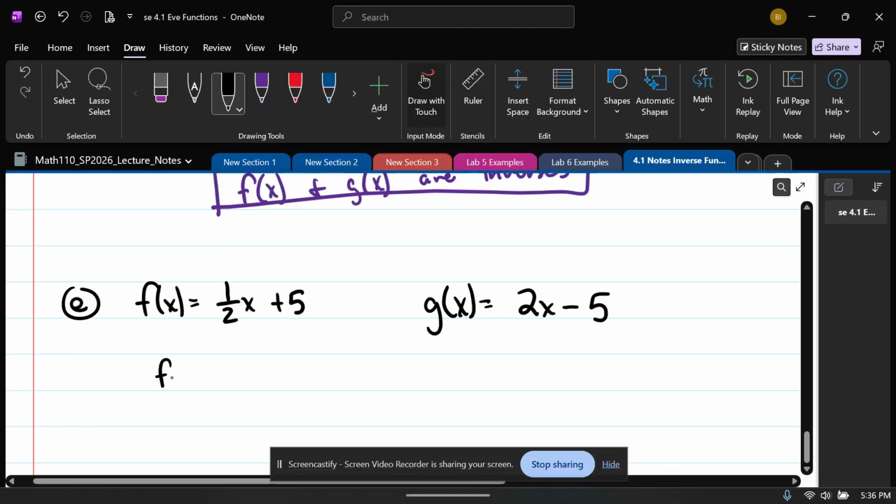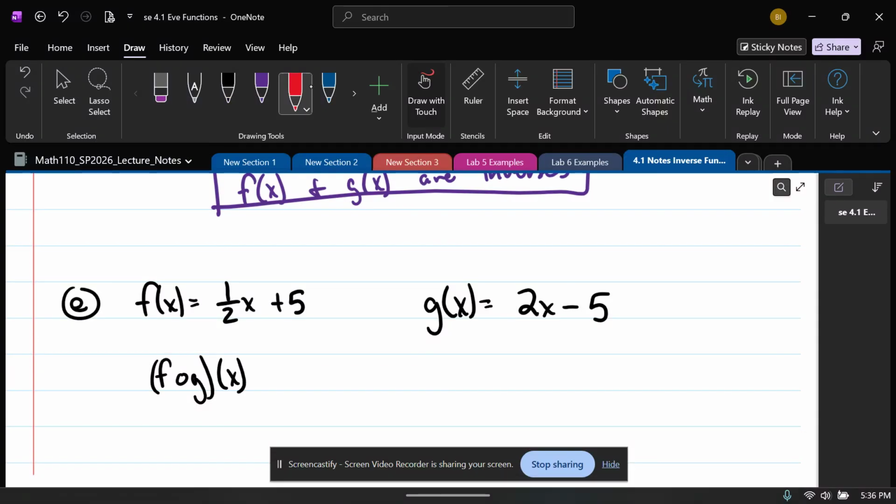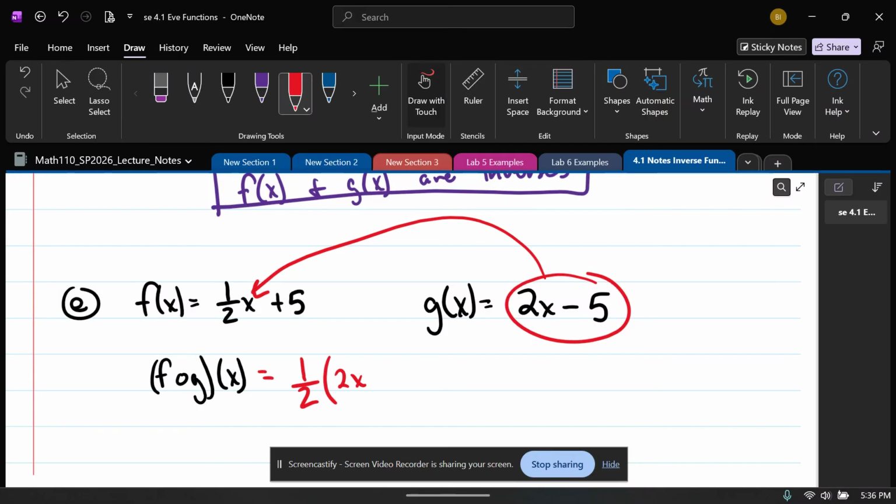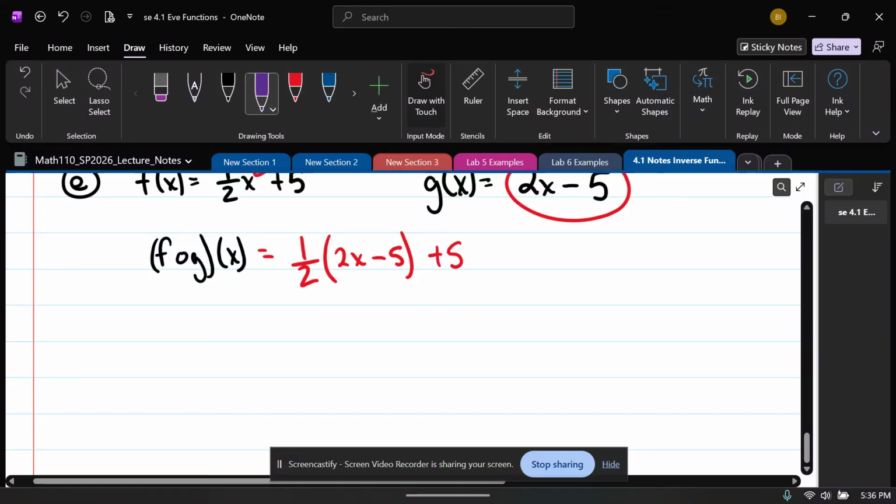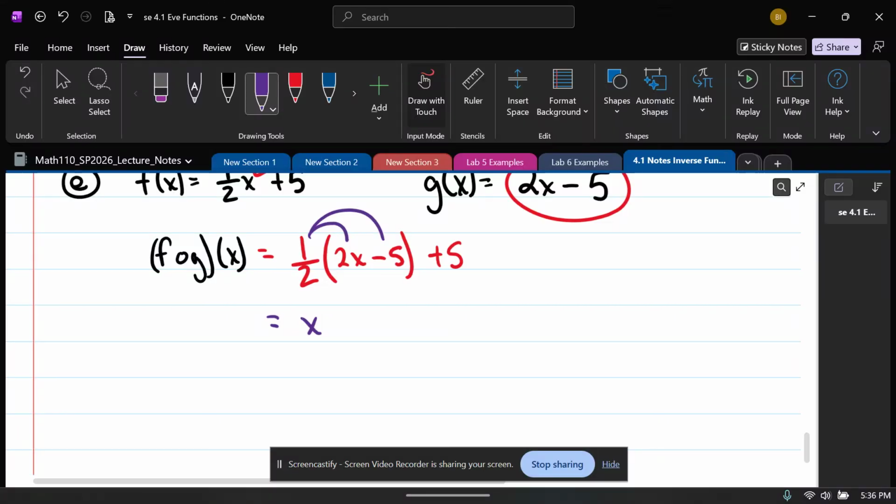So I'm going to do f composed with g. So I'm taking the g of x, putting it in for x. So that's going to be 1/2 times 2x minus 5 plus 5. So here we got distributive property. I'm going to distribute the 1/2. So that's going to be x, 1/2 times 2 is x. And then 1/2 times -5 is -5 over 2 plus 5.